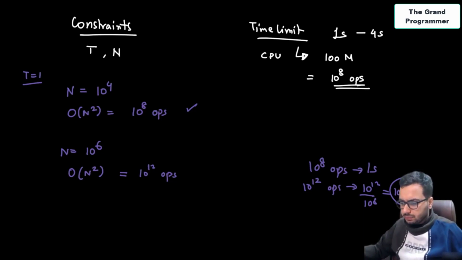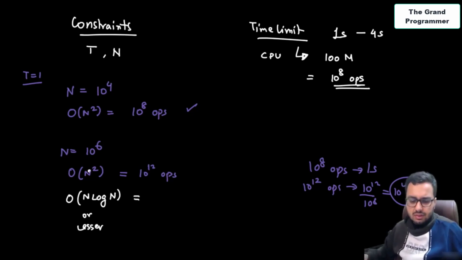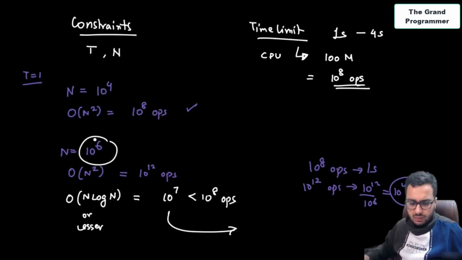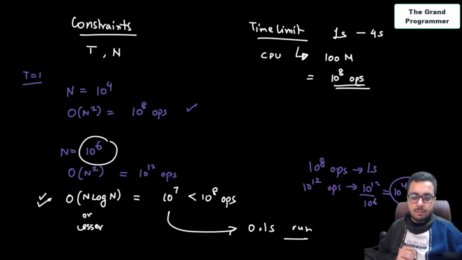So if you have 1 million, generally the complexity that will pass should be of the order of n log n or lesser. n log n means n is 10 power 6, and log of n is roughly 6, assuming base 10, although it is base 2, so it would be of the order 10 power 7. That is less than 10 power 8 operations, and hence this code will take almost 0.1 seconds to run. It could be 0.13, 0.18 or 0.20 of this order, which is still less than 1 second, and hence this complexity will easily pass on your online judge.